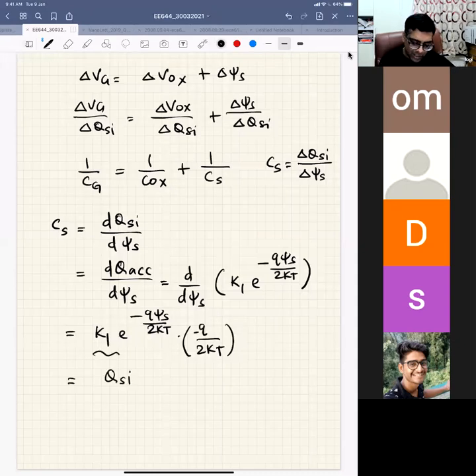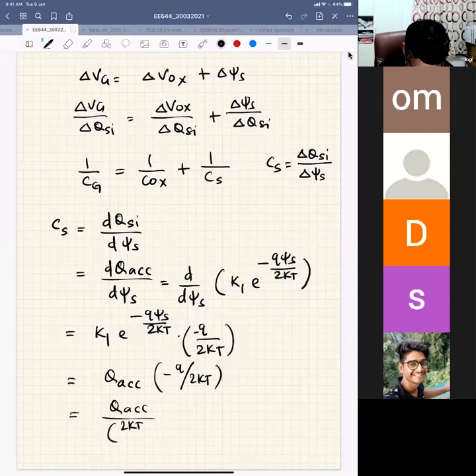So if you look at this part, this is your silicon charge. Silicon charge means basically this is your accumulation charge at that point, divided by 2kT by q. So this is your Cs. If you look at this semiconductor capacitance in accumulation, your capacitor is in accumulation, and the Cs is the silicon capacitance in accumulation. So this is Q accumulation divided by 2kT by q.